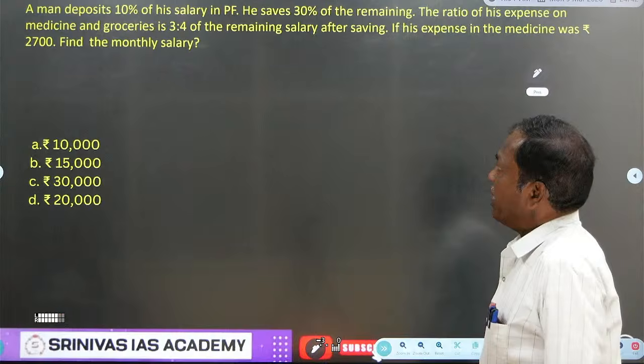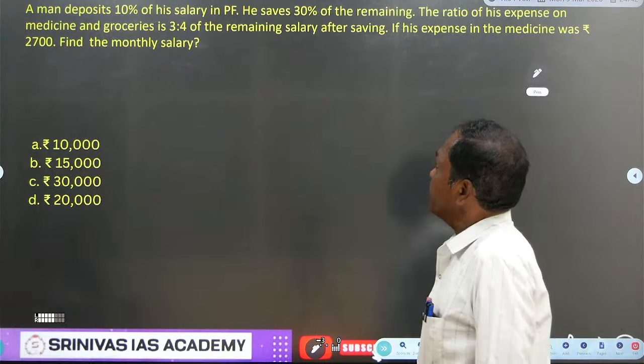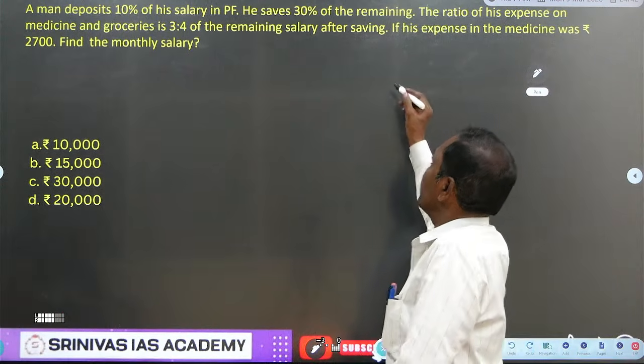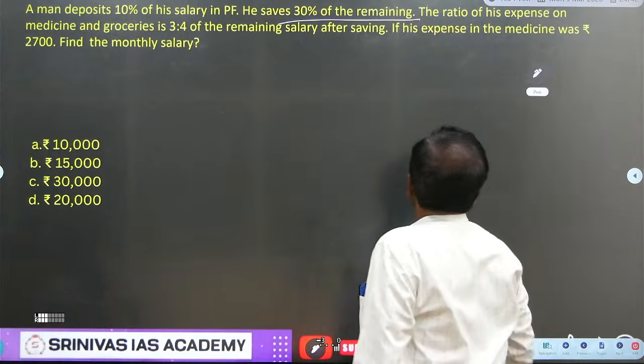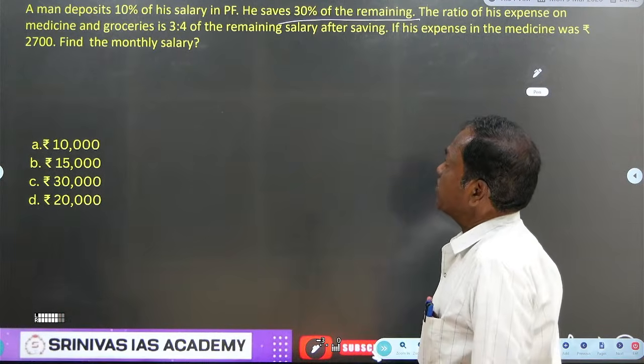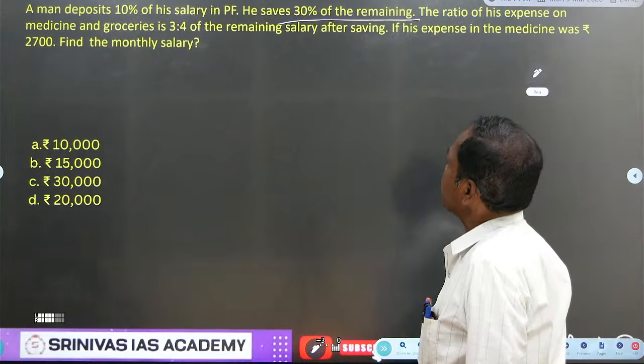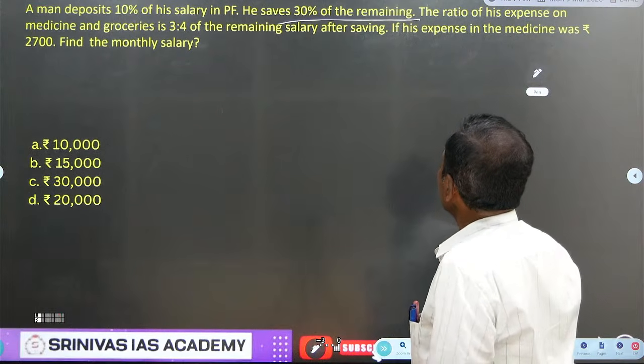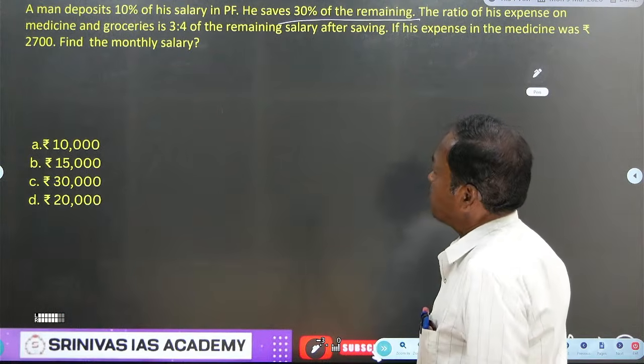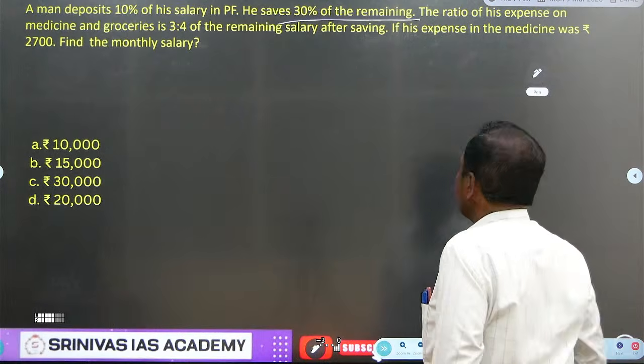Next. A man deposits 10% of his salary in PF. He saves 30% of the remaining. The ratio of his expenses on medicine and groceries is 3:4 of the remaining salary. After saving, his expenses on medicine was rupees 2,700. Find the monthly salary.